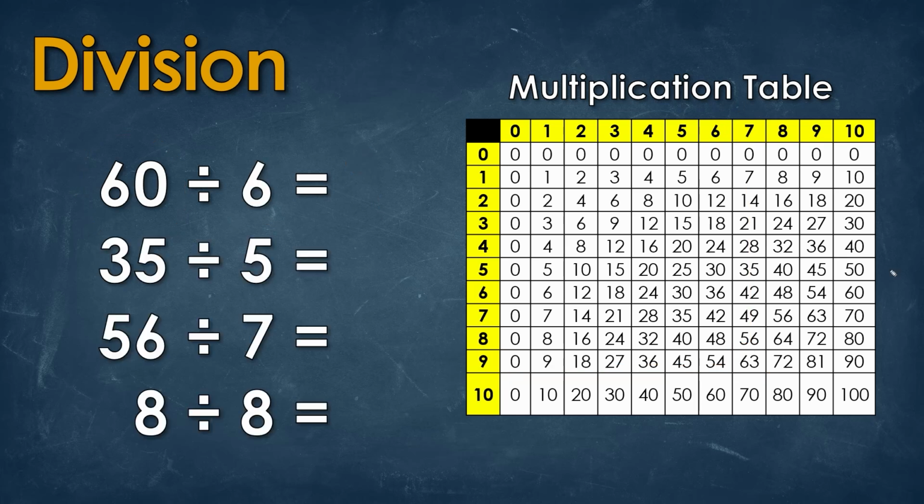Now let's try all these. So now we start with the 6 for the first question. So 6 is here. We work our way down until we get to 60, and we work our way back across to see that the answer is 10.